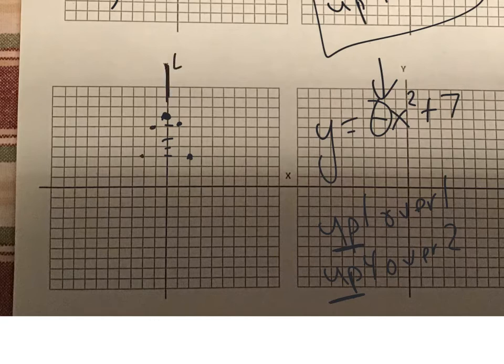This is my line of symmetry. When there's no x term in here, that's my line of symmetry. So it looks like this here. Boom. And we graphed our parabola. Okay? Let's try one more of those. I'm going to erase this guy here.